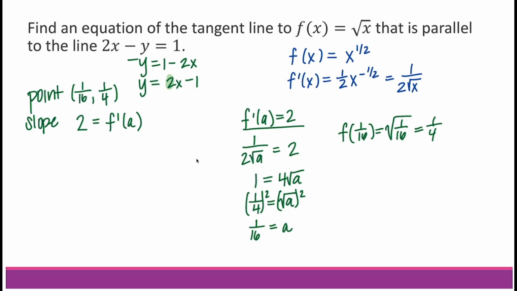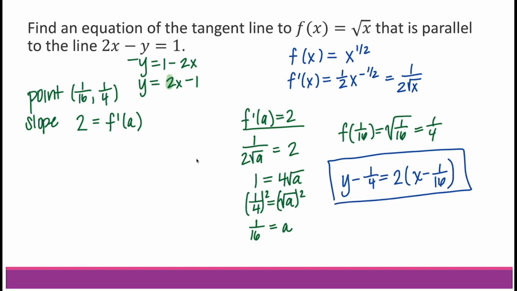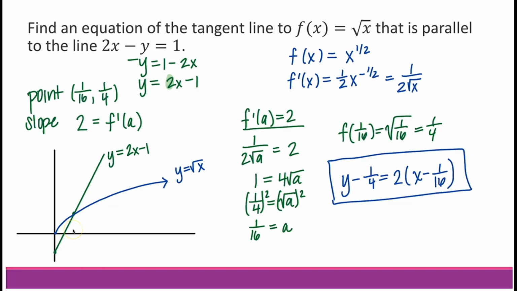Now we just substitute our point and slope into point slope form. So y minus 1/4 is equal to 2 times the quantity x minus 1 over 16. And we were not told to leave it in a specific form, so we'll go ahead and leave it in point slope form. Before moving on, let's look at the graphs to make sure we understand what we just did.